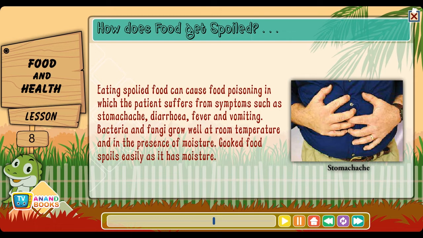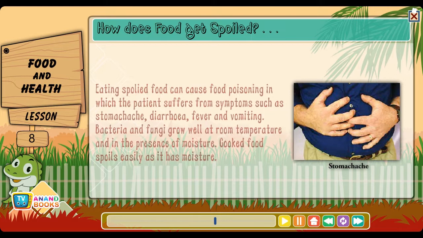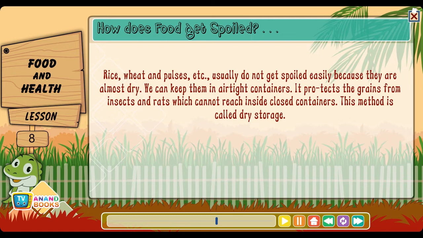Cooked food spoils easily as it has moisture. Rice, wheat and pulses, etc. usually do not get spoiled easily because they are almost dry. We can keep them in airtight containers. It protects the grains from insects and rats, which cannot reach inside closed containers. This method is called dry storage.